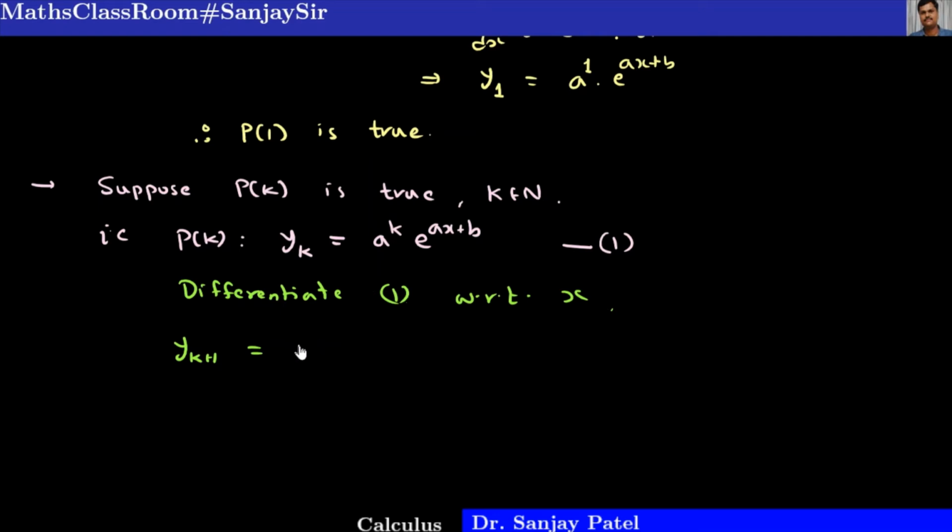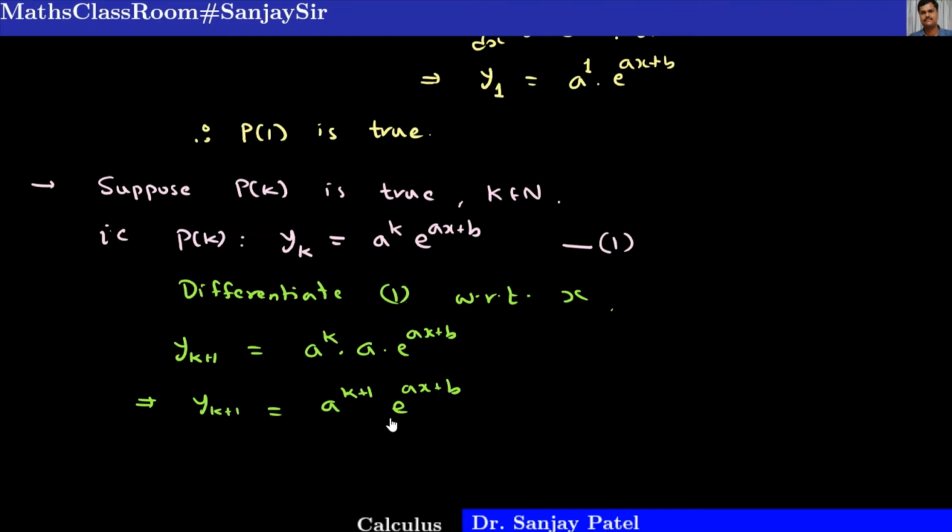A raised to k on the right hand side is constant, it is as it is. And the derivative of e raised to ax plus b is, as you know, a times e raised to ax plus b. And if we simplify this, what you will get is yk plus 1 is equal to a raised to k plus 1 into e raised to ax plus b.